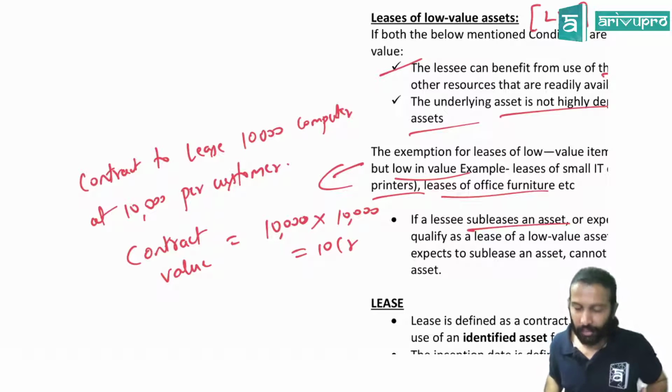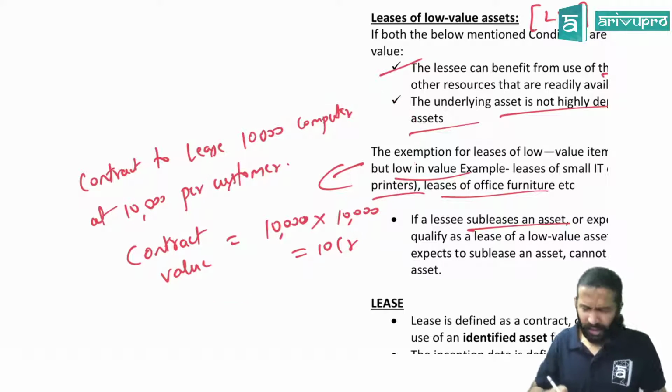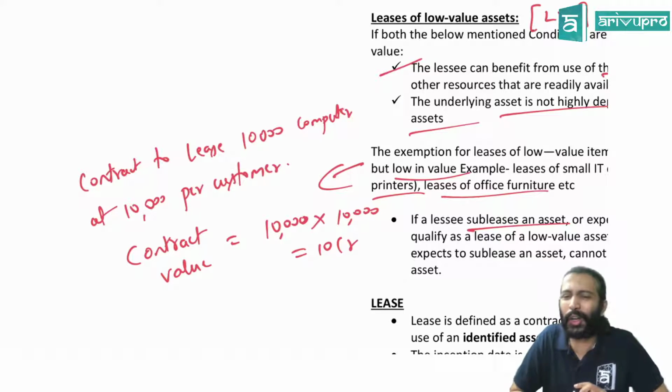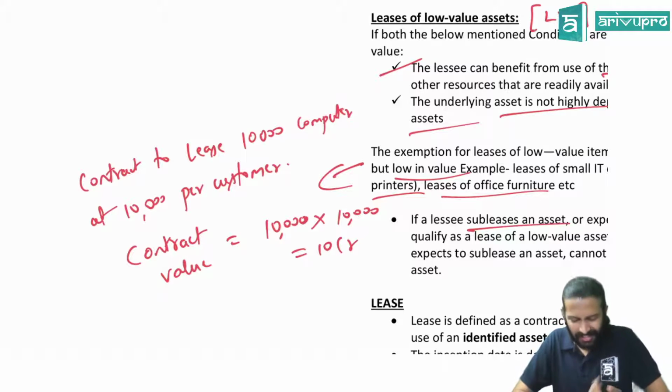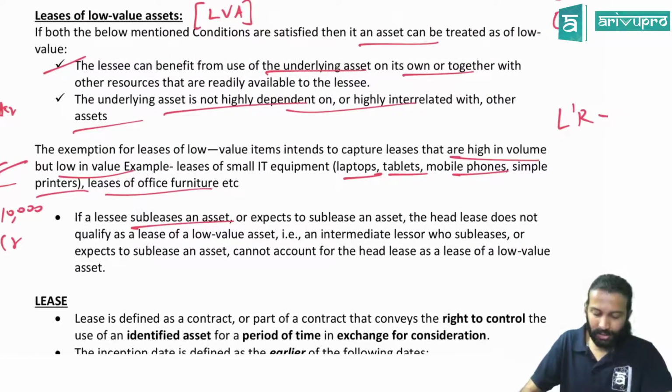Like the audit materiality point. Okay? And it makes sense, correct? For 10,000 computers, if you start doing that ROU accounting and all, it looks way too hectic, yes or no? Hence, they've given this recognition exemption. So these, maybe you can say, are 5 points with respect to LVA.